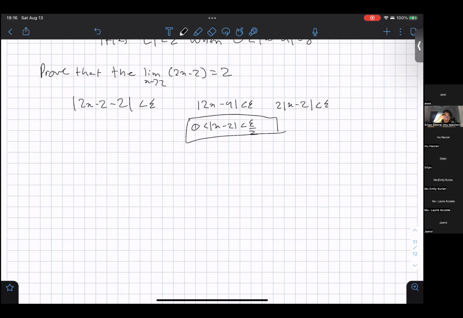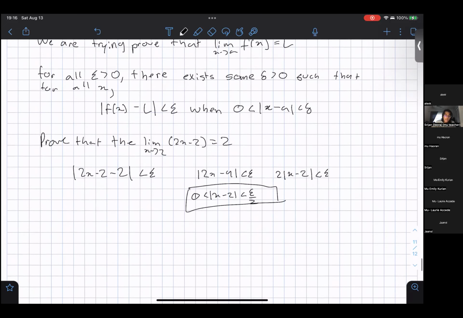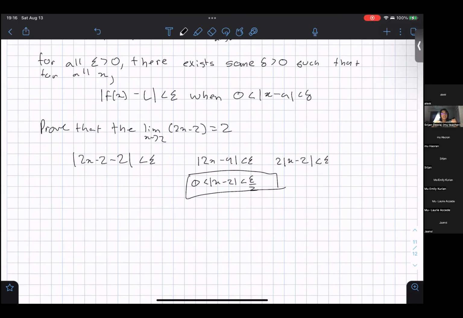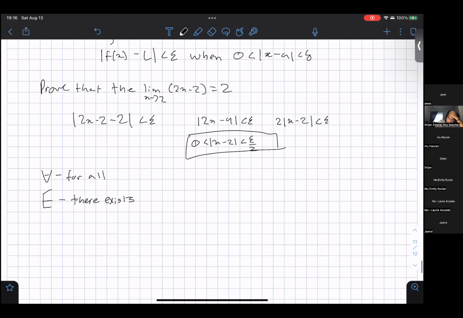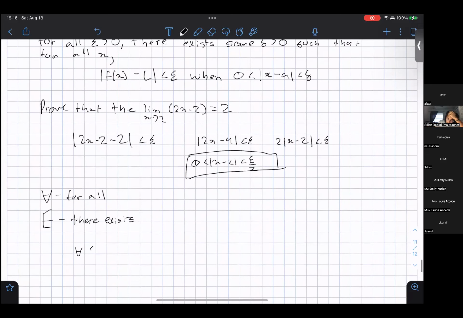Oh yeah, I also wanted to say that on one test I saw, they wrote this using math symbols. This is the symbol for all. And then this is the symbol there exists. So sometimes you'll see this statement written as for all epsilon greater than 0, there exists some delta greater than 0.